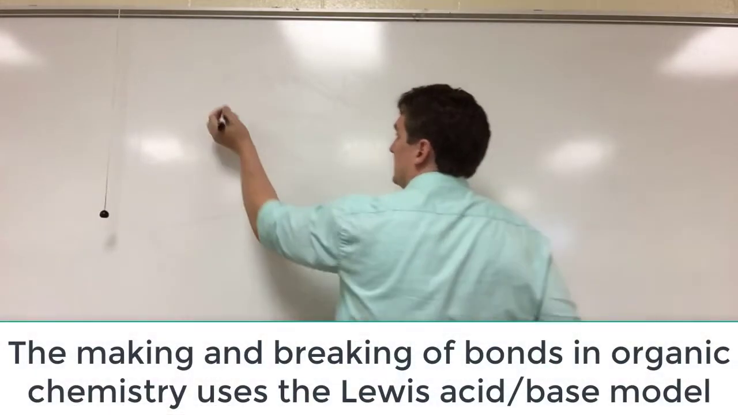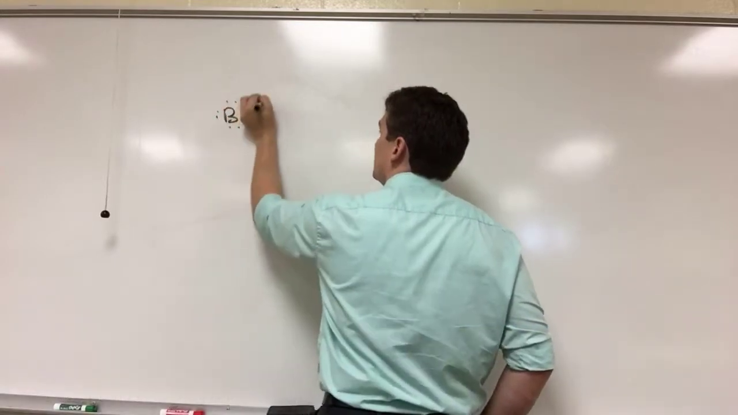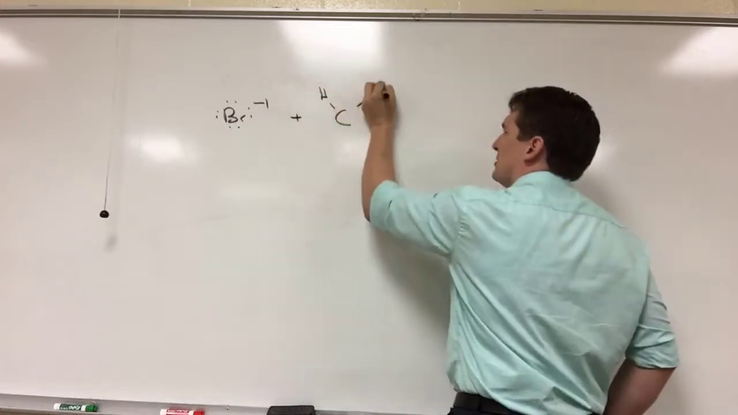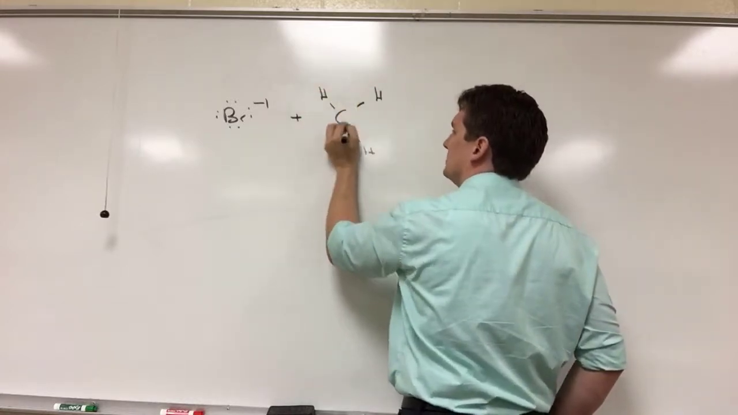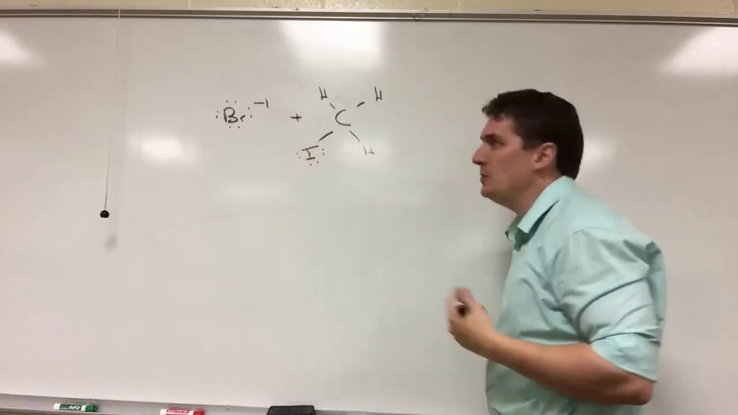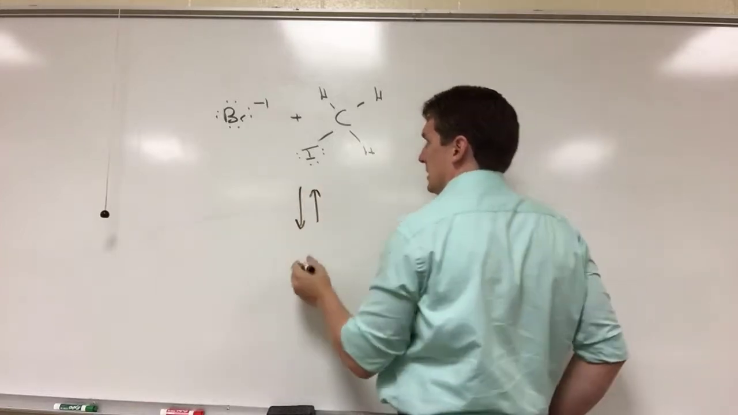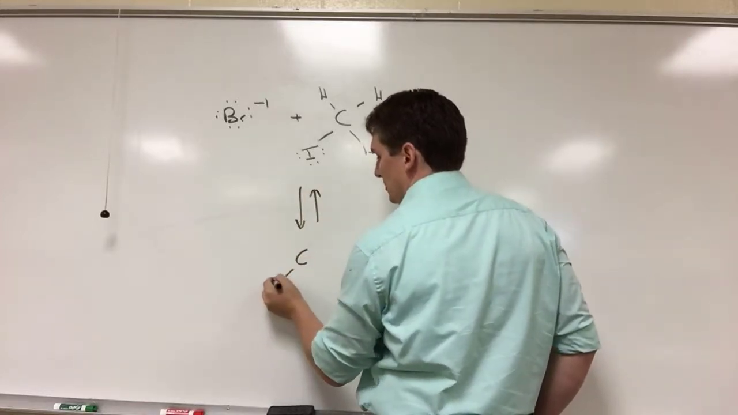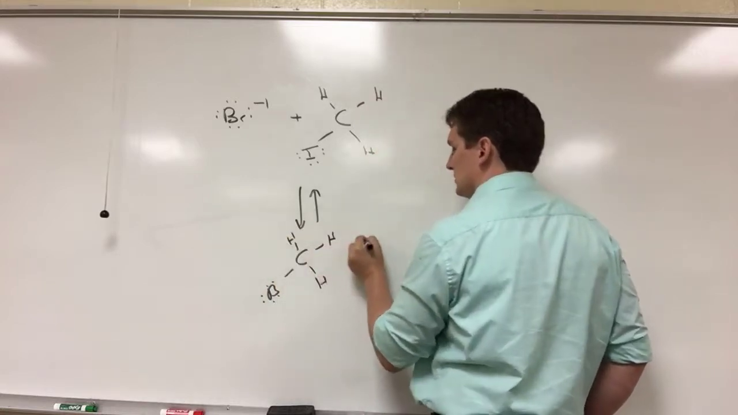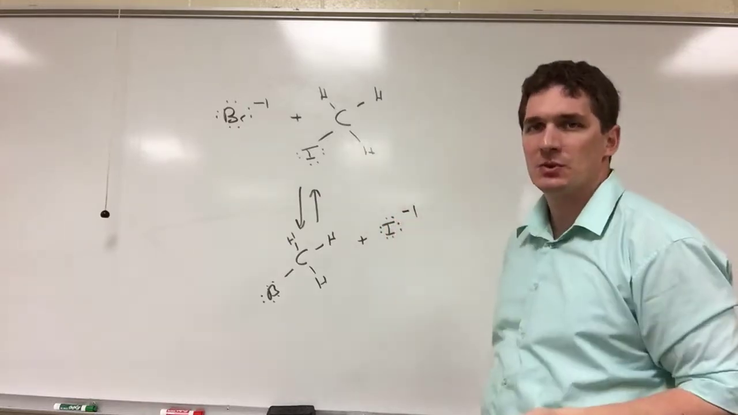So if we look at something like bromide ion acting on something like methyl iodide, and we want to describe how this reaction occurs. Well, it's a simple substitution reaction. So we end up getting the bromide attached to the methyl, forming iodide. But how does this work?